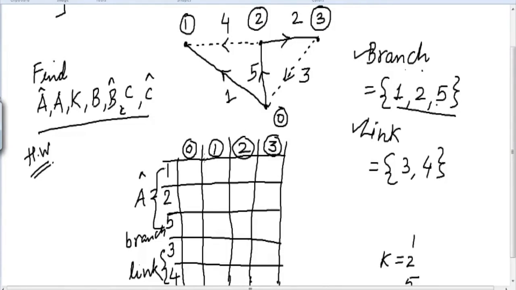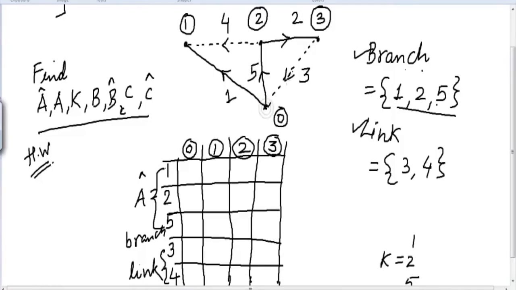Now let us fill the element node incidence matrix, which is denoted by A with a dot over it. A dot is equal to 1, 2, 5, because first we need to write the branches and then the links. Now let us fill the columns one by one. How to fill the columns? First we go to column number 0. For filling the entries in column number 0, we need to go to node number 0.